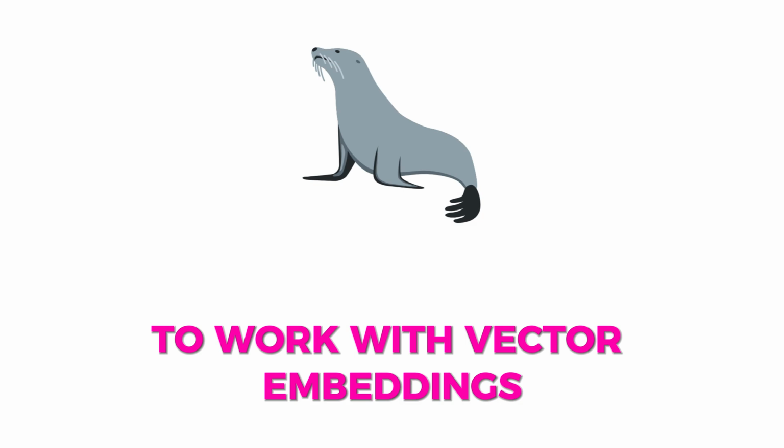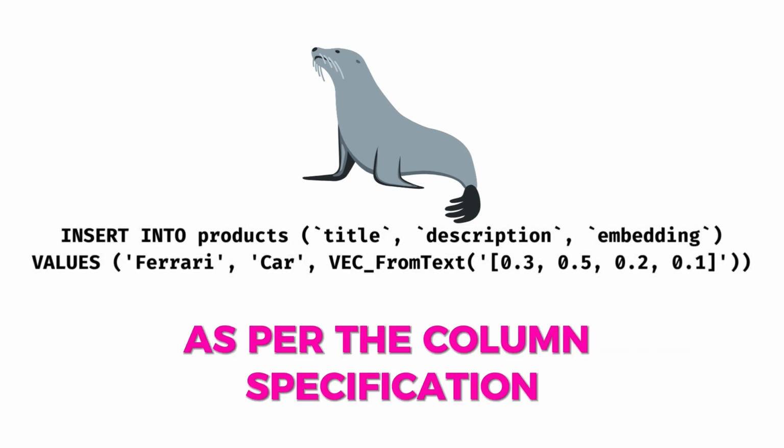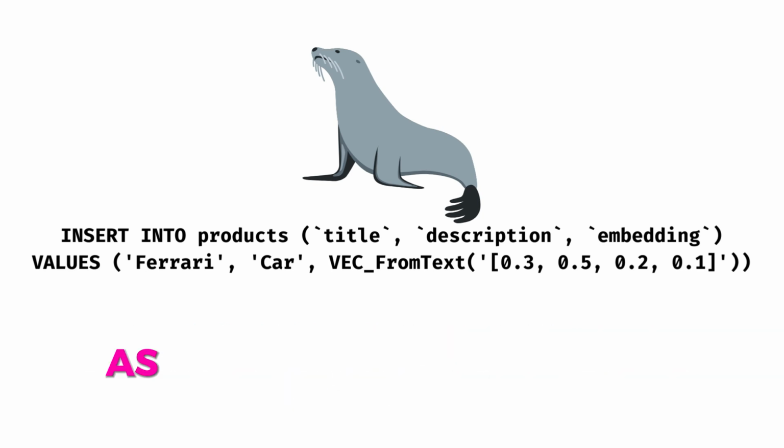To work with vector embeddings, you would first need to insert data. To do that, you would need to insert values as per the column specification, as well as a numeric representation of a vector using the vec from text function as shown on your screen.